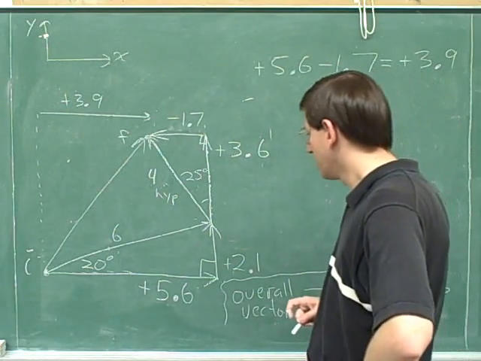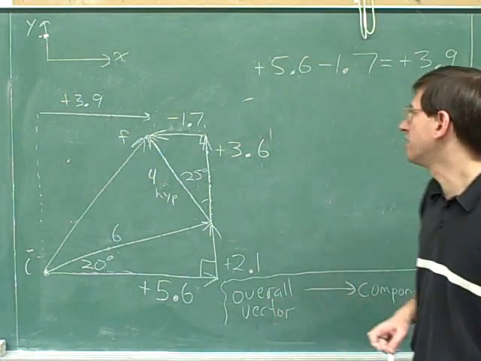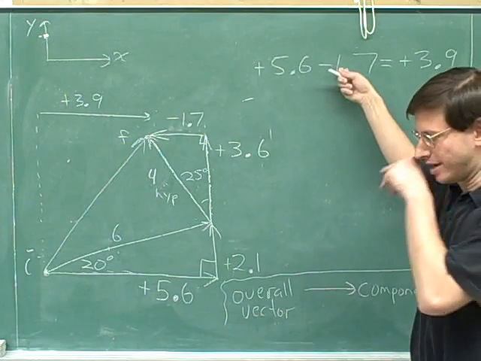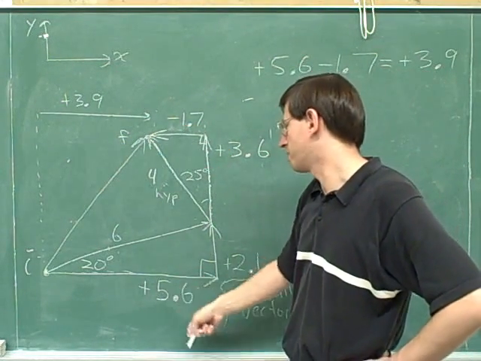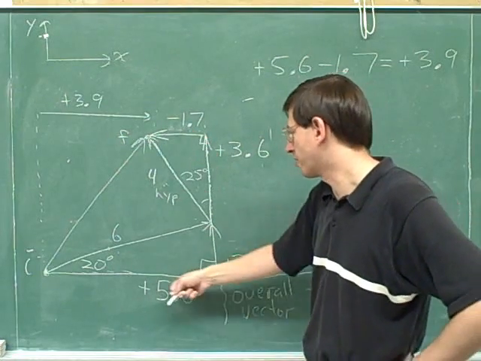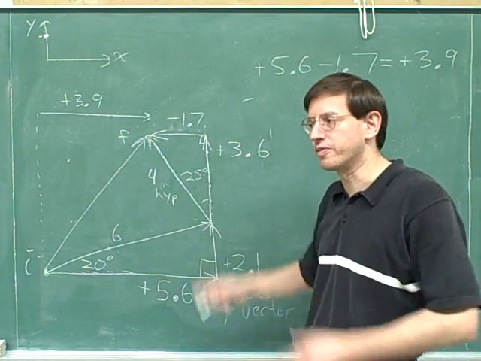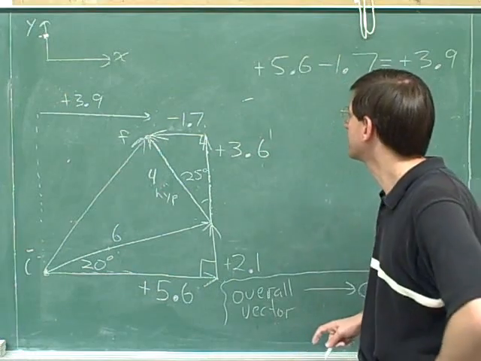And by the way, notice how important it was to get the right sign on this number. You certainly wouldn't want to do 5.6 plus 1.7. Instead, you have to do 5.6 minus 1.7 because we were walking in two different directions. So hopefully you can see here how important the signs are.